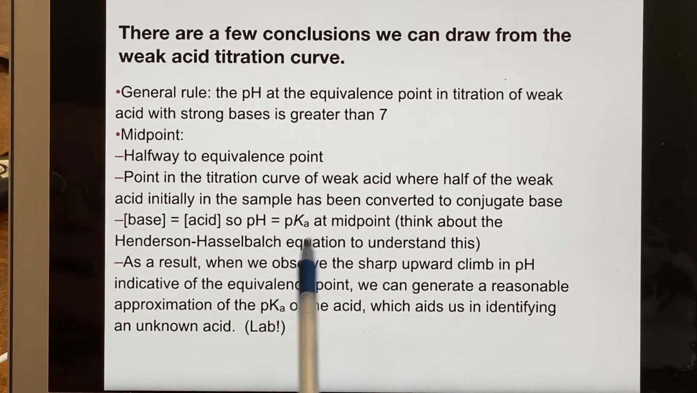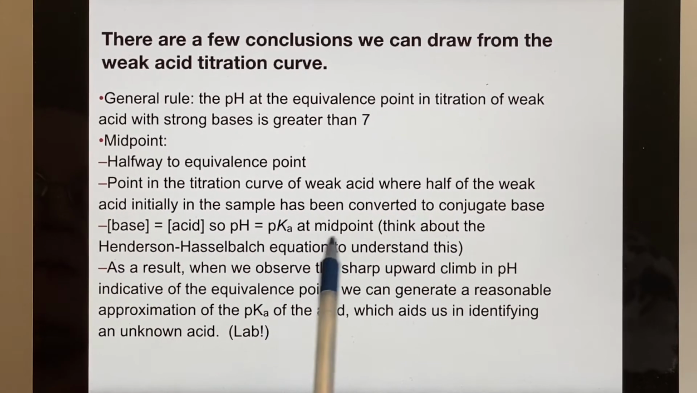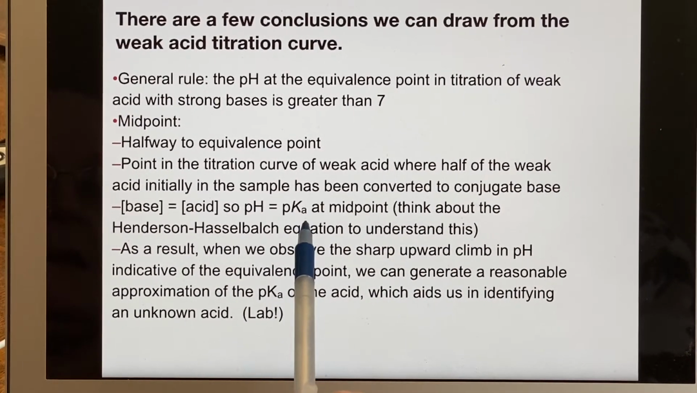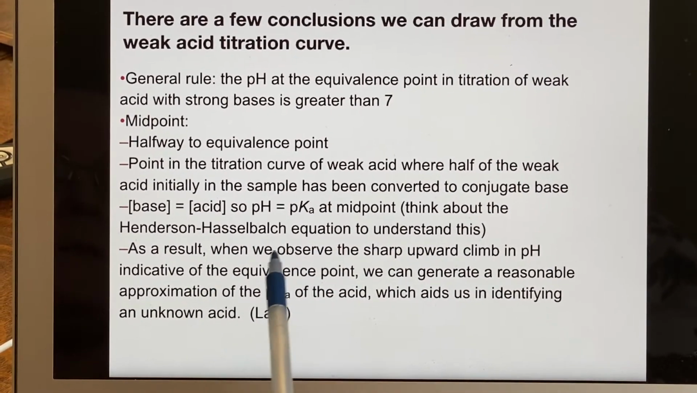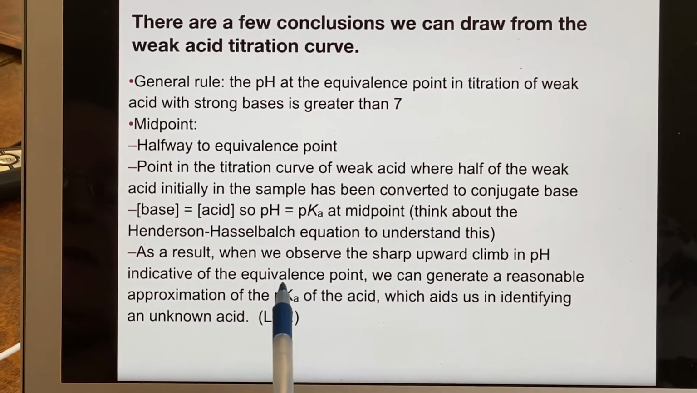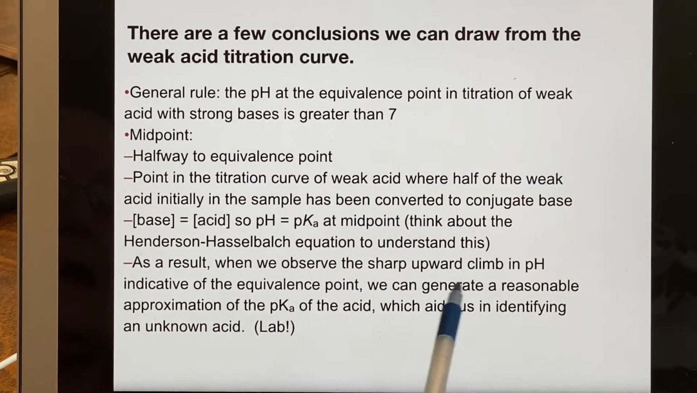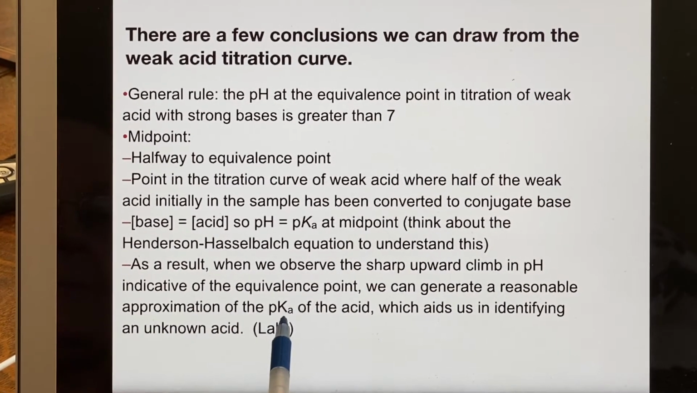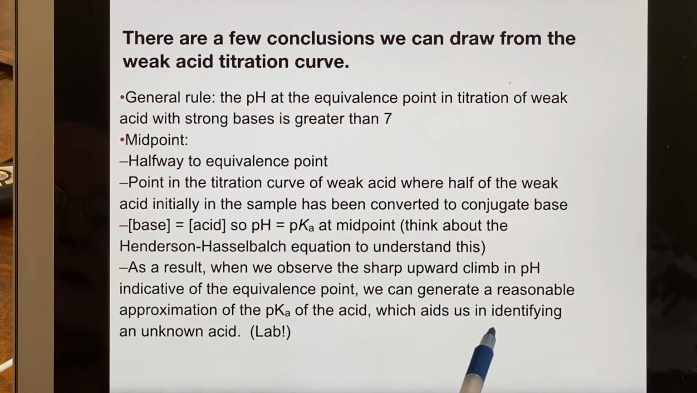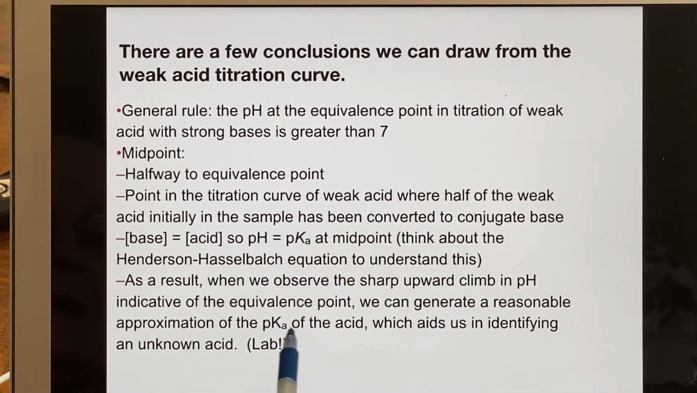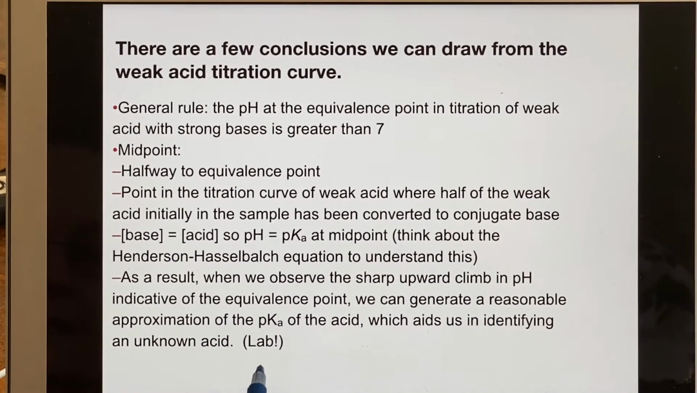And think about Henderson-Hasselbalch to try to understand that. But at your midpoint, your pH should be your pKa. So when we observe the sharp upward climb that is leading to the equivalence point, we're able to come up with a reasonable approximation of the pKa, which will allow us to identify an unknown acid by its pKa. And guess what? That's something that gets done in lab.